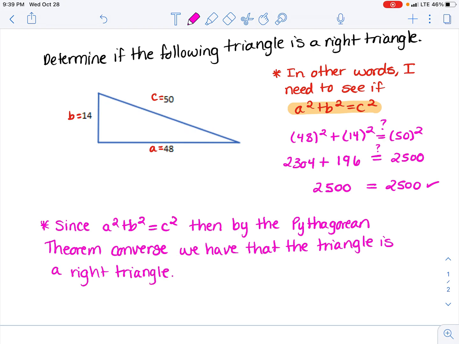And so to figure these out, basically what you want to do is look at the triangle, label your A, your B, and your C values, and plug into the equation for the Pythagorean theorem, which is a squared plus b squared equals c squared. If you get that the left-hand side is equal to the right-hand side of that equation, then you can use the Pythagorean theorem converse to say that that triangle is a right triangle. However, if you get that the left-hand side does not equal the right-hand side, then you can conclude that that triangle is not a right triangle.